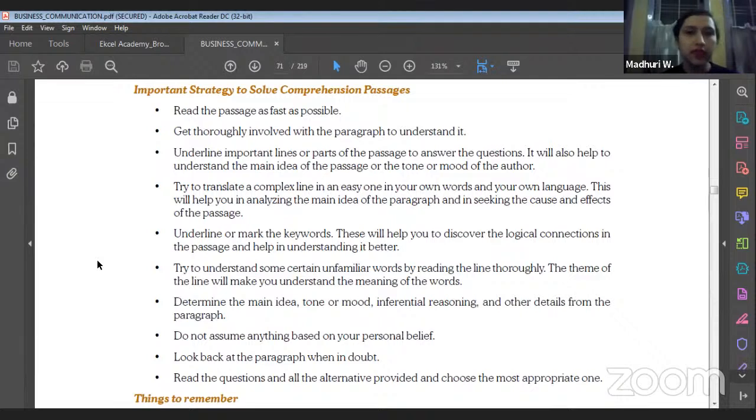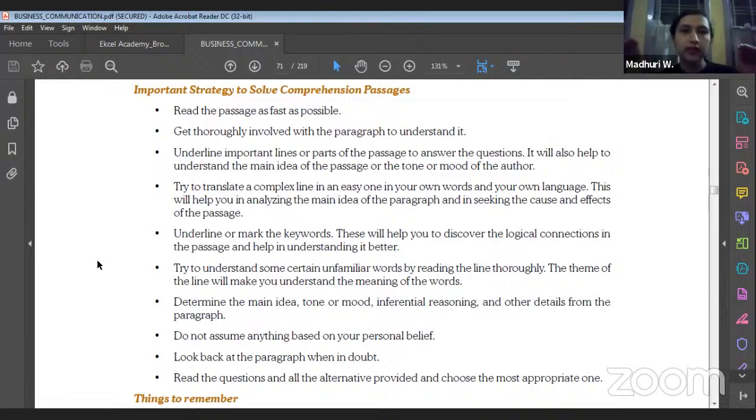The first thing to do generally while reading a comprehension passage is to read the passage carefully, read the questions, go back to the passage, and then try and do it. The way I generally answer comprehension passages is by reading the title of the passage. Then I read the questions because it helps me figure out what the passage could be about. Try this. This generally works.